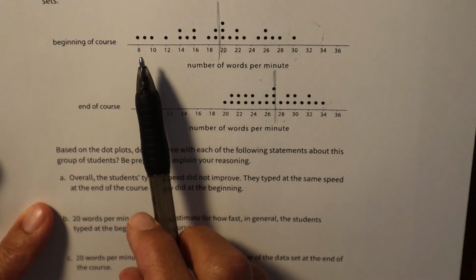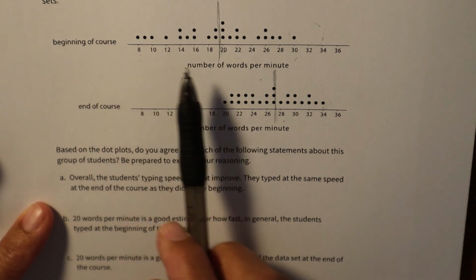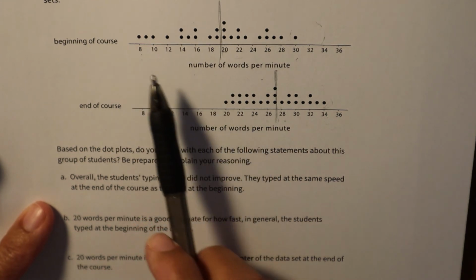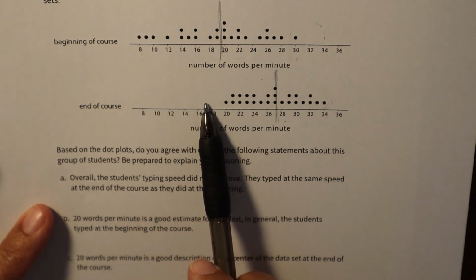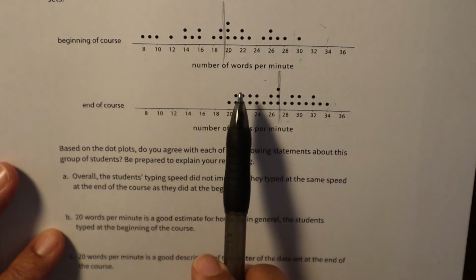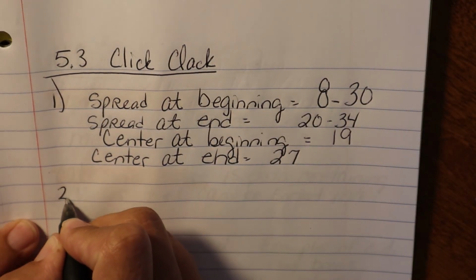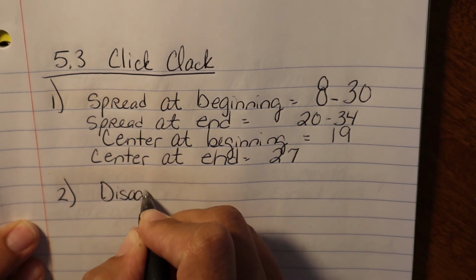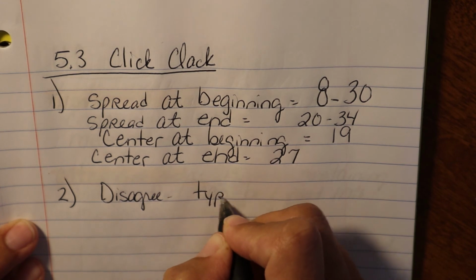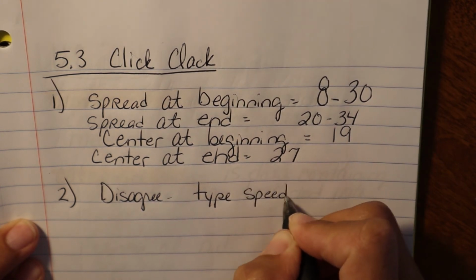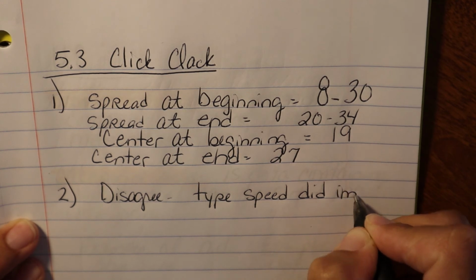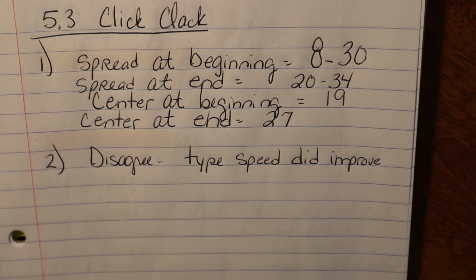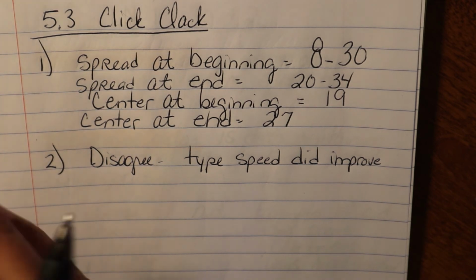When we started the course, the slowest typer was at 8 words per minute. But by the end of the course, the slowest typer was at 20 words per minute. So there was a huge increase, okay, there was a huge improvement in the typing speeds from the start to the end. So the second question, let's say we disagreed. And we're going to say typing speed did improve. Okay, so the typing speed did improve from the beginning of the course to the end of the course.